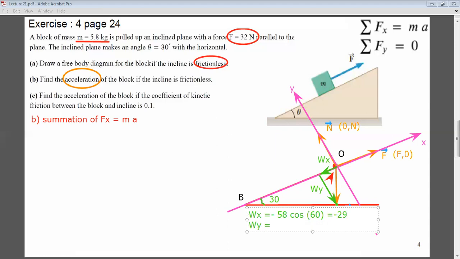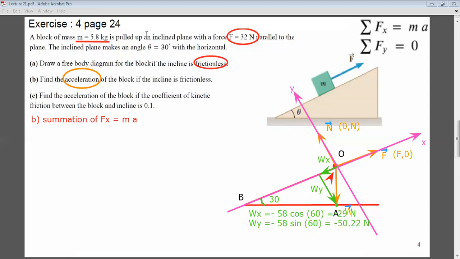Wy, if the first one is cosine, the other one will be sine. So minus 58 sine angle 60, and this is minus 50.22 Newton. Why is it minus? Because the y-axis is upward and the direction of Wy is downward. So now I know Wx and Wy.